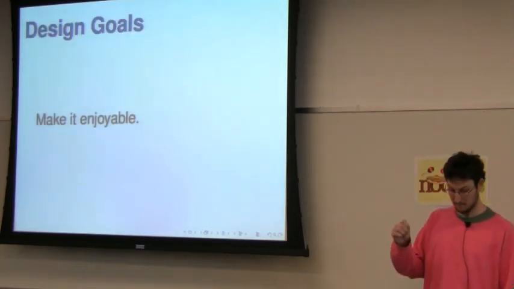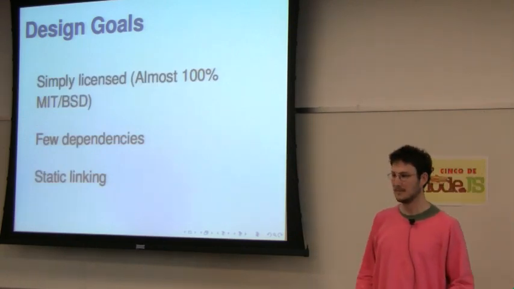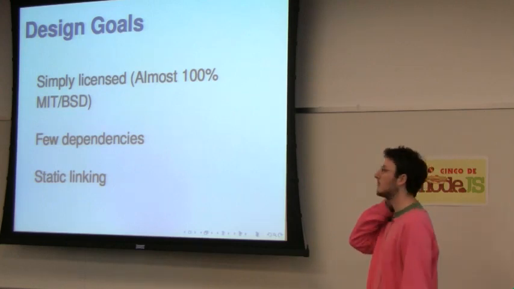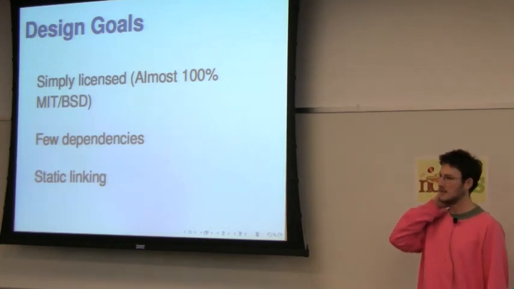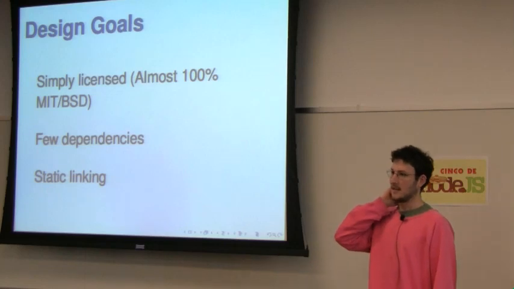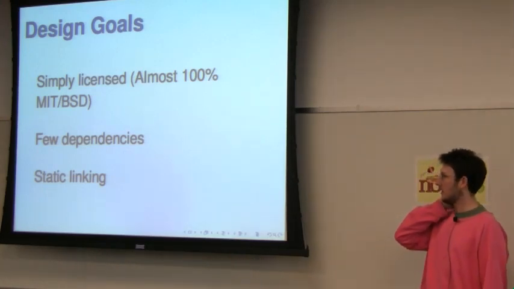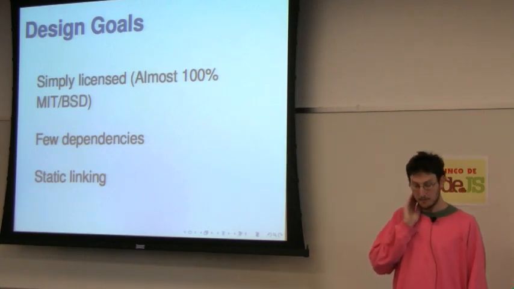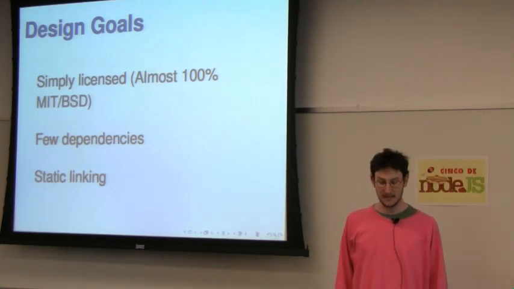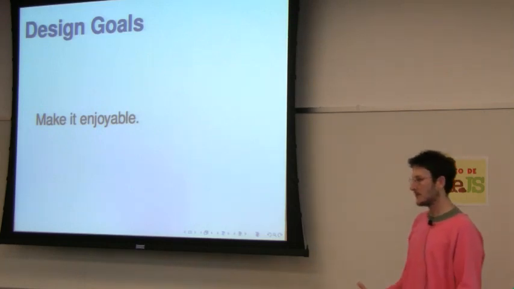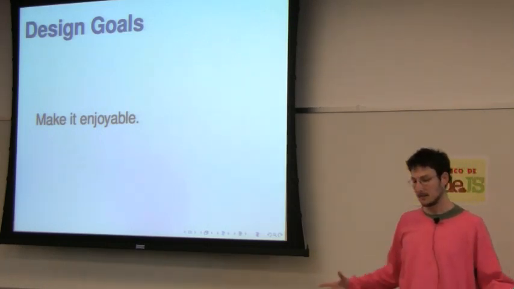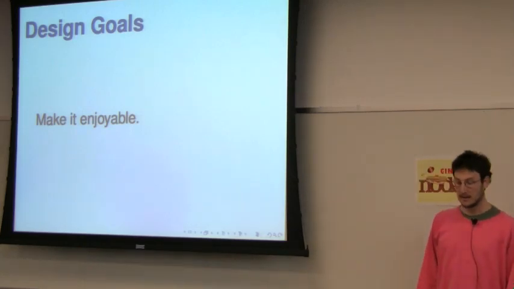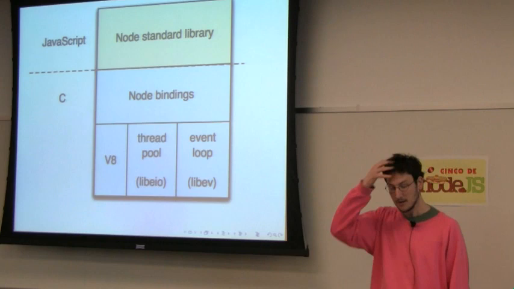And be simply licensed. It is almost 100% MIT/BSD. The only exception is OpenSSL, which has its own license. But everybody uses it, so it's kind of accepted. Few dependencies, static linking, and most importantly, just make it enjoyable. I'll package all this stuff up, and everybody can just download it and compile it and use it, and it'll be fun. So here's the architecture.